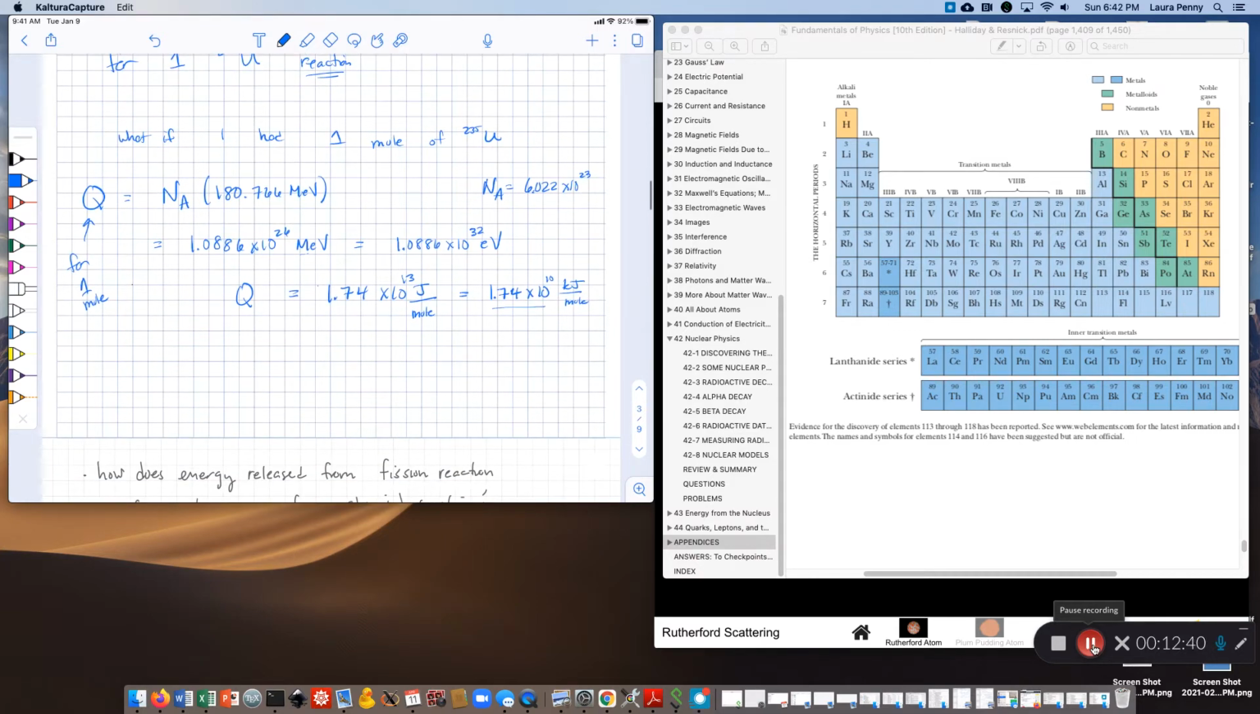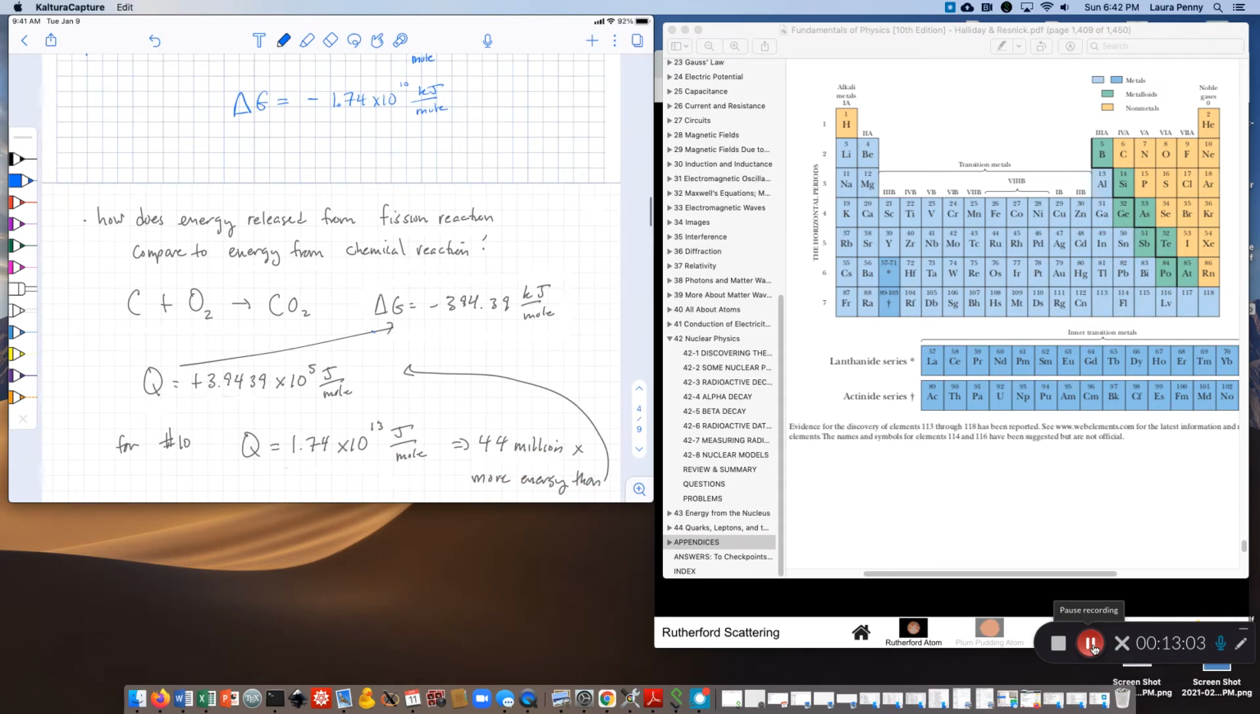This is like the Gibbs free energy. This is the energy that's coming out. The Gibbs free energy for this reaction per mole is this much. You're getting 1.74 times 10 to the 10 kilojoules of energy out for 1 mole of uranium. How does this compare to a chemical reaction?